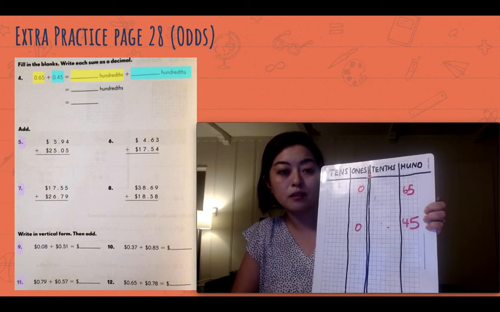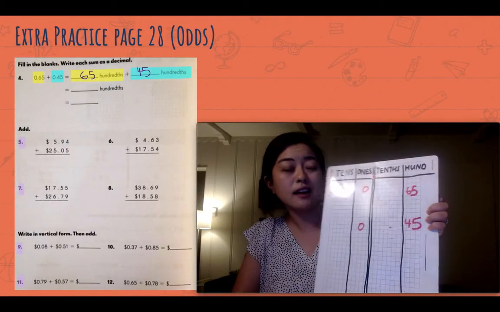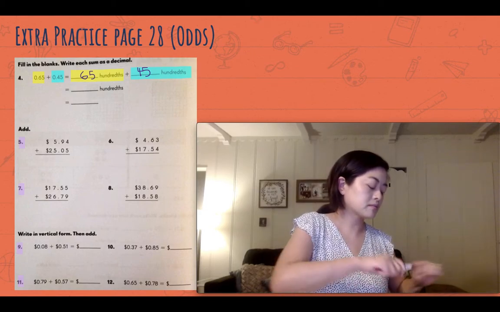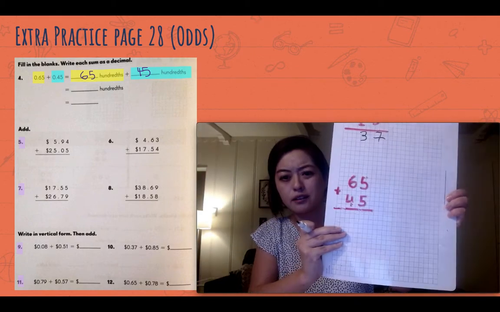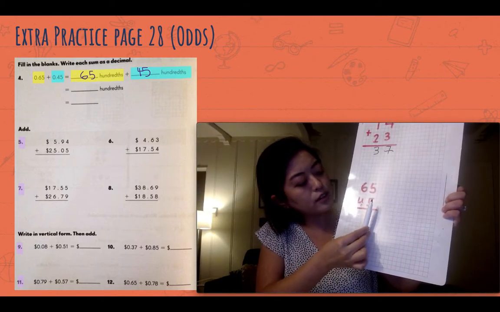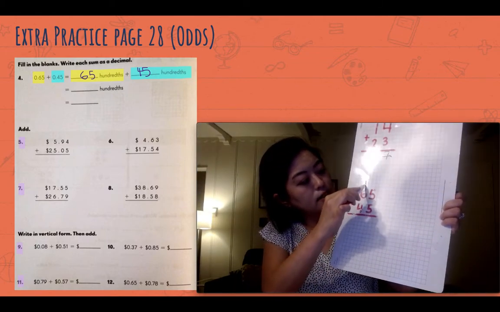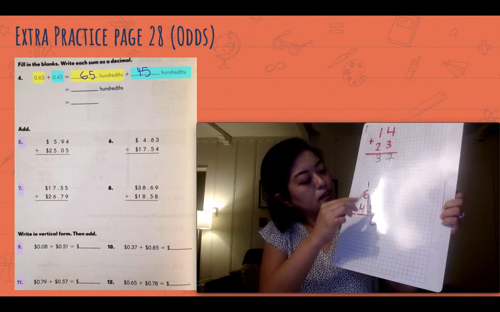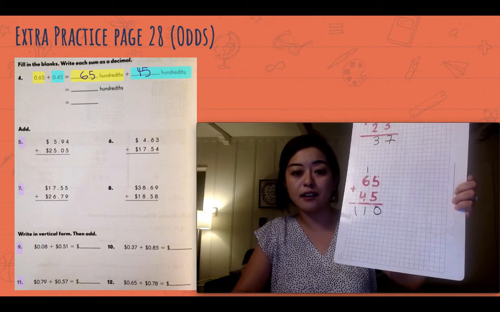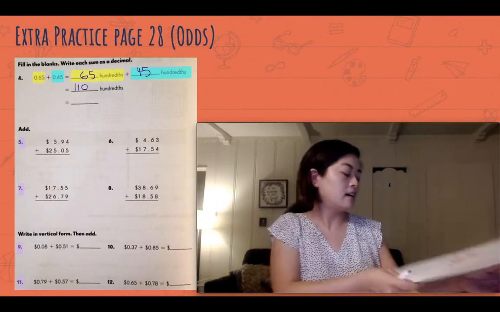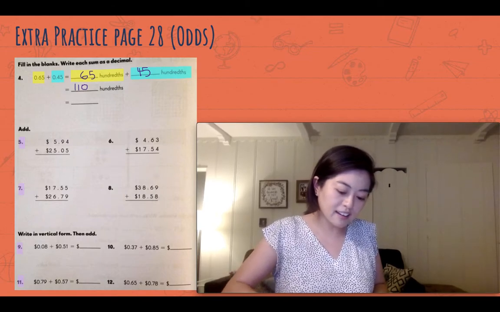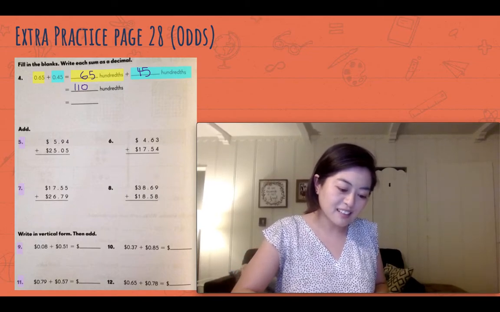Okay, there it is. And then we want to add that together. Okay, so let's look at this board. Let's look here. Okay, so 65 hundredths plus 45 hundredths is, 5 and 5 make 10. 1 and 6 and 4 make 11. It's 110 hundredths.